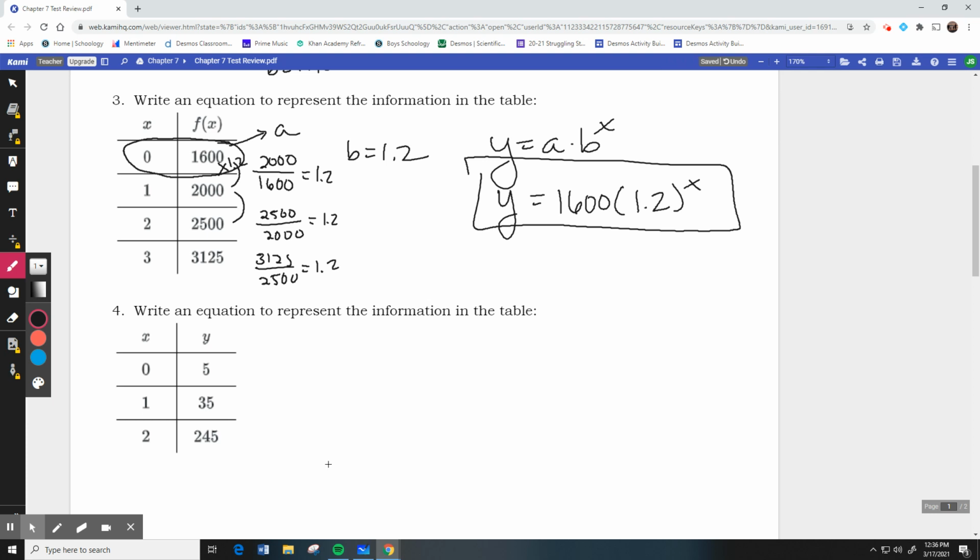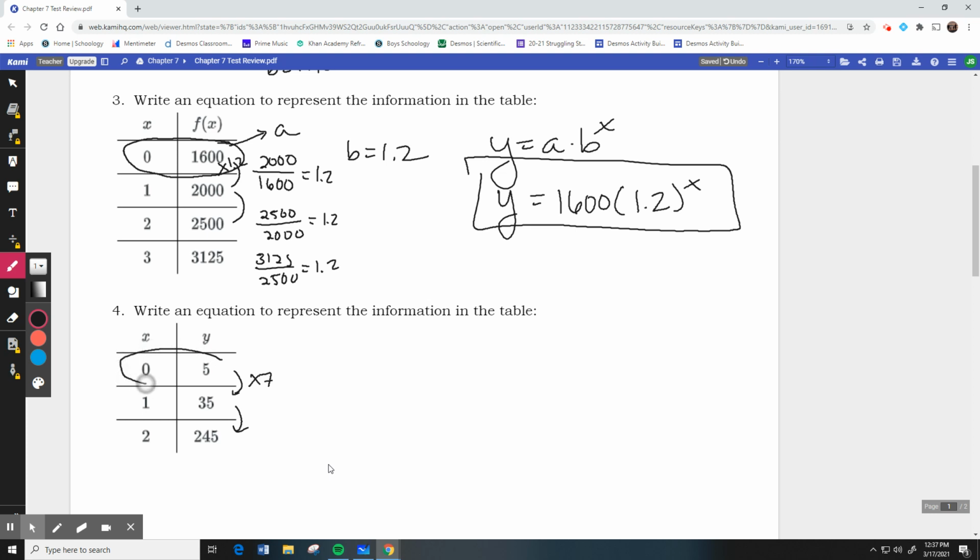All right, number 4 is the same idea. So I look at this and I say, well, from here to here, I'm going up 30. From here to here, I'm going up way more than 30. So it's definitely not linear. So then I look and see, okay, what's the multiplier? This I can kind of look at and say, oh yeah, 5 times 7 is 35. And then if I do 35 times 7, that's 245. So the multiplier is times 7. If you weren't sure, you could divide like we did up here to confirm that it's 7.